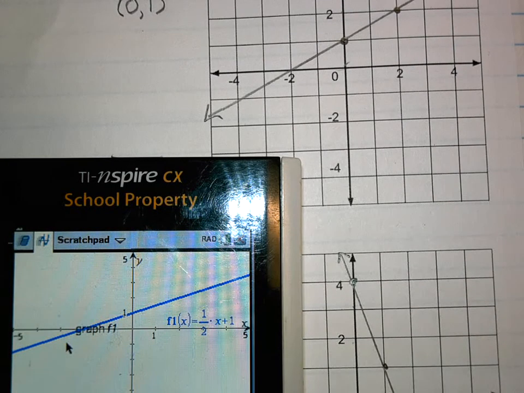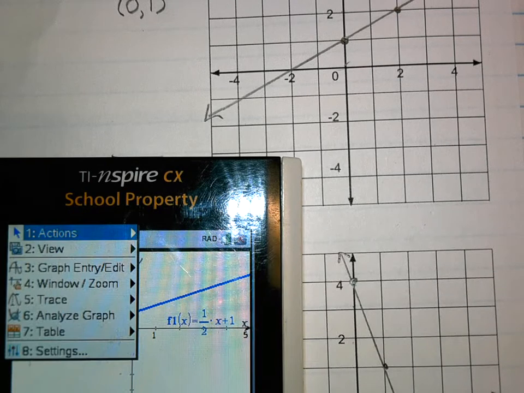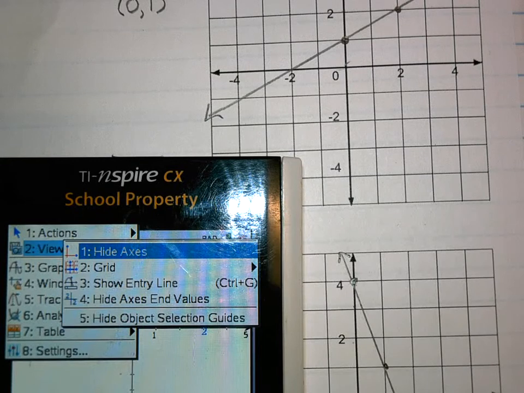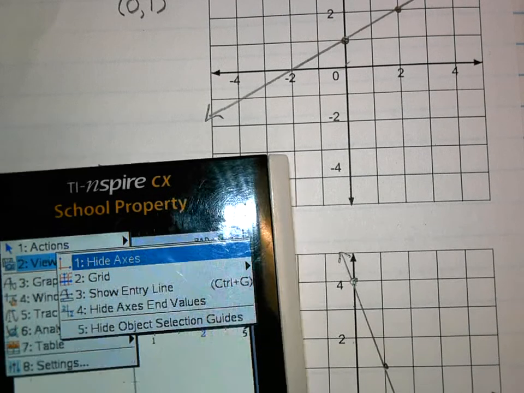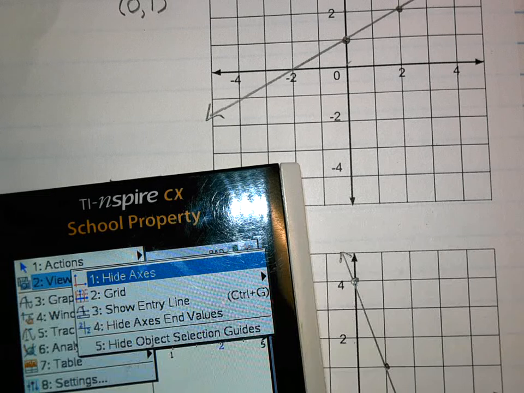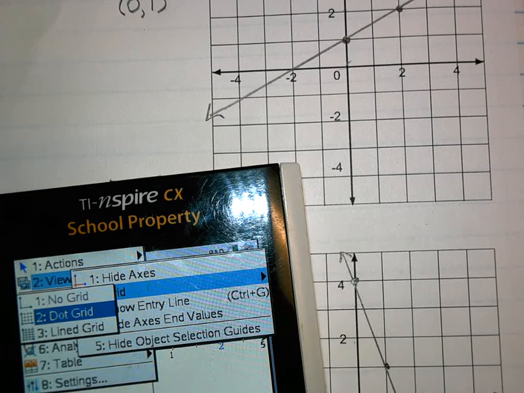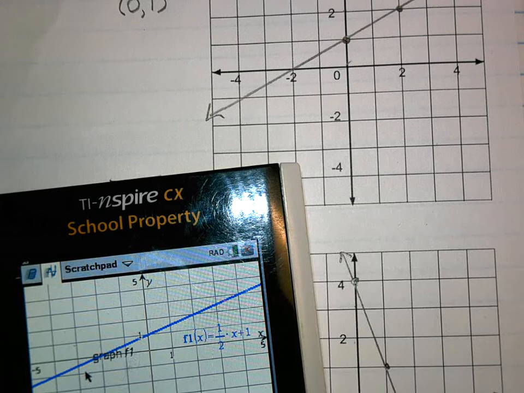And you'll see it converted that graph. Now there's one more thing I'd really like. What is it that's missing here? The numbers are there. You just the dots or the grid, right? Yeah, it would be nice to have a grid. So let's go back to menu. We're going to go to view, number 2. And we're going to go to grid, number 2. Everyone see grid is 2? And then we're going to pick number 3, lined grid. You have to do this every time? No, once you're set, it's good.